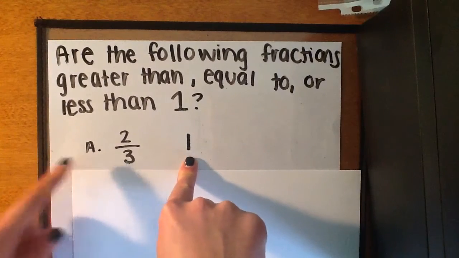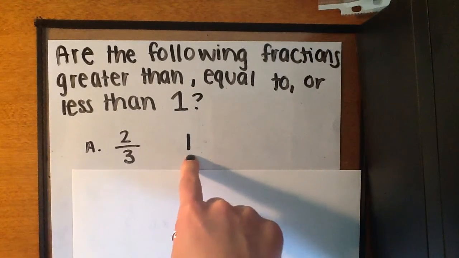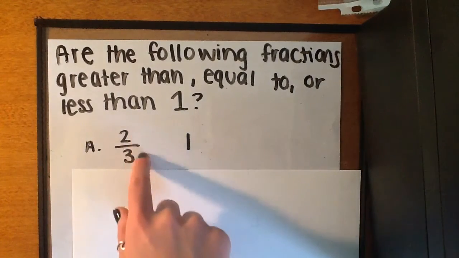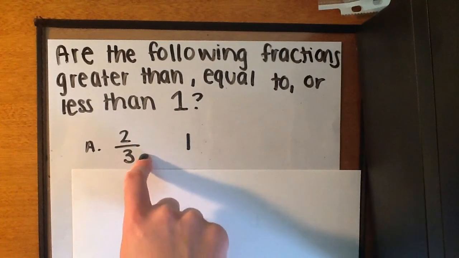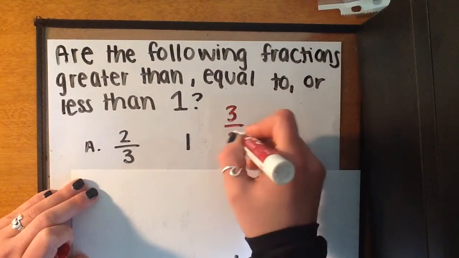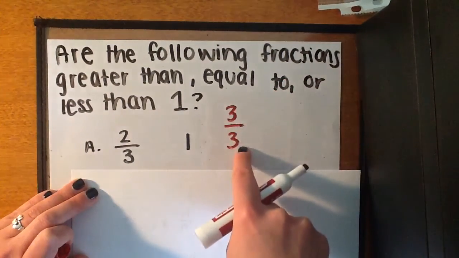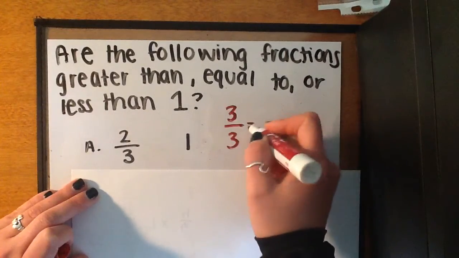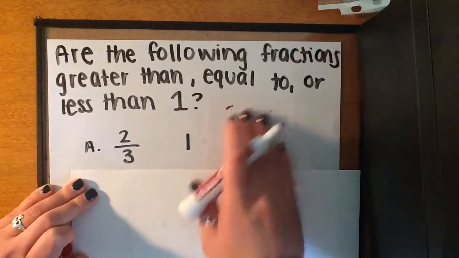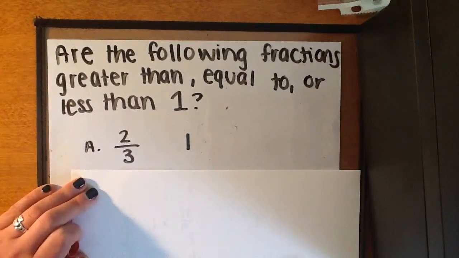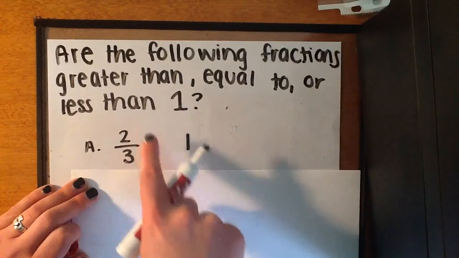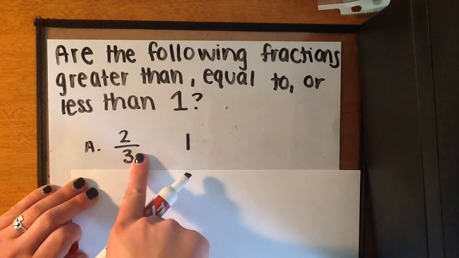Well, in order for a fraction to equal a whole, the numerator and the denominator have to equal the same number, because I would be saying like 3 divided by 3 is 1. And in order for a fraction to be greater than a whole, the numerator, or top, has to be bigger than the bottom, the denominator.